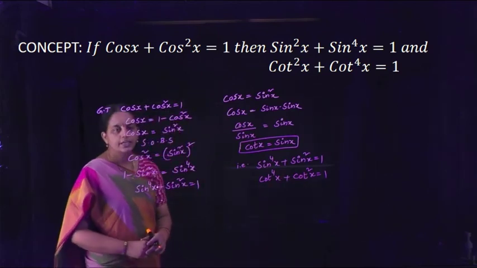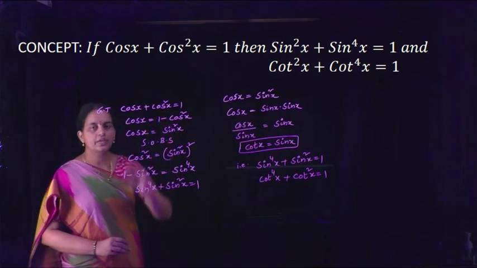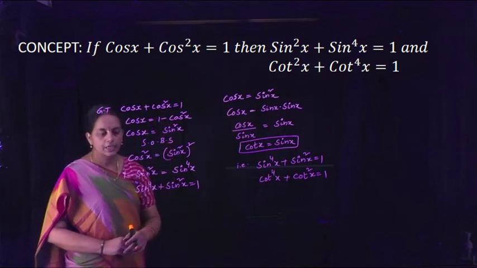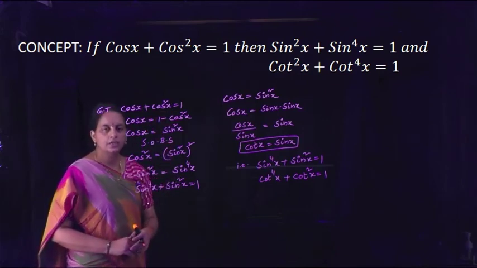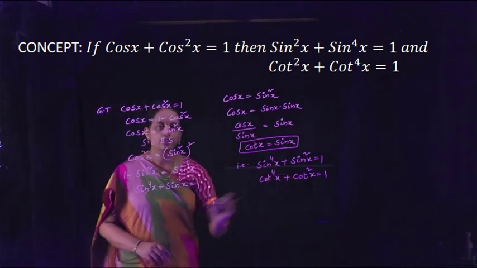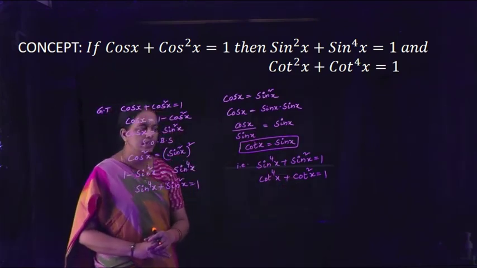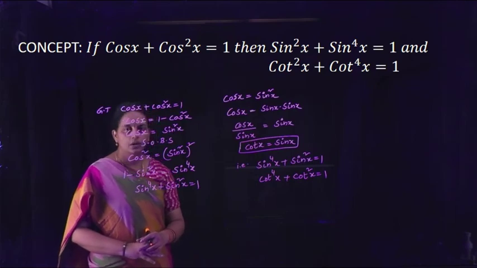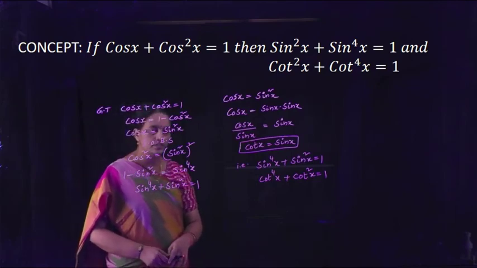If cos x plus cos square x is equal to 1, then sin square x plus sin power 4x is equal to 1, and cot power 4x plus cot square x is equal to 1. Let us see one example based on this concept.